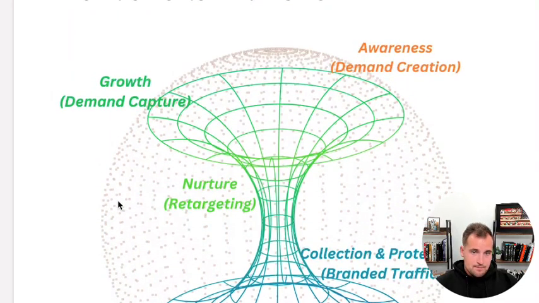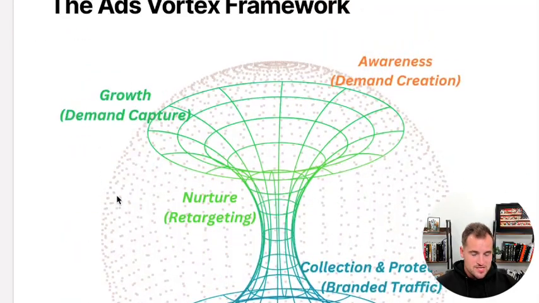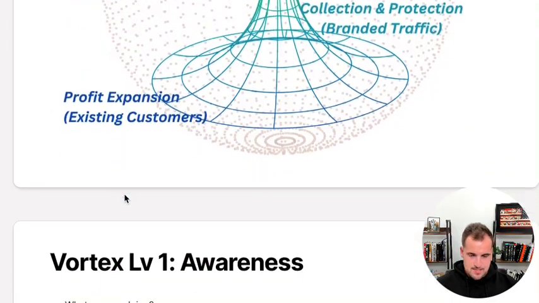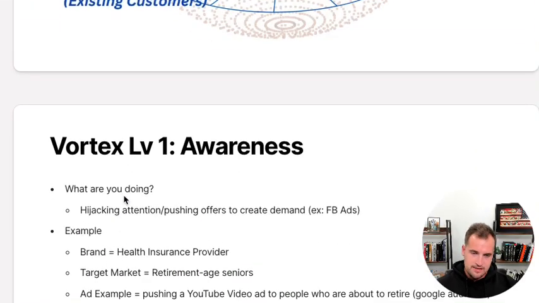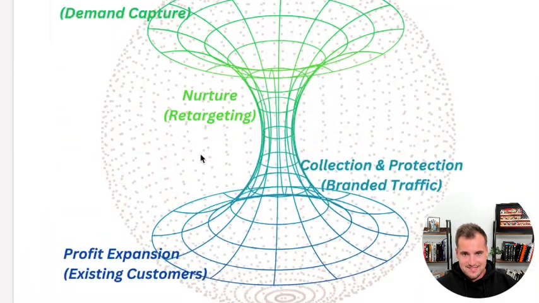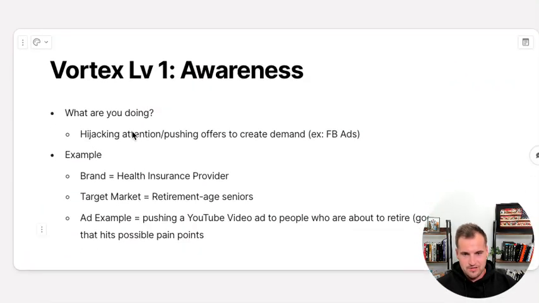So yeah, that's the Vortex framework, right? Pretty easy, pretty simple, pretty sick, if I do have to say. And let's just walk through it again and give you some real-time examples of it. So level 1 is awareness, right? Top of funnel, right side of demand creation. Doesn't really matter, to be honest.